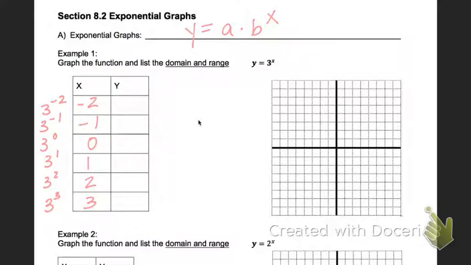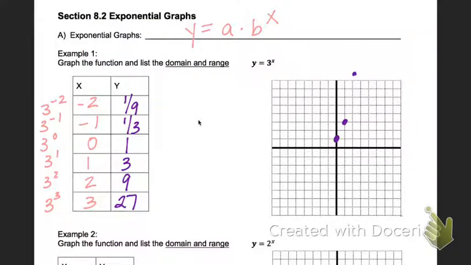Let's fill them in. What's the y value for -2? 1/9. -1? 0? 1? 2? 3? Good. So let's start with 0, 1, because that's an easy one to plot. 1, 3. 2, 9. And that's about as far as we can go. I don't even know where 9 hits. It's above 1. Okay, so right here.